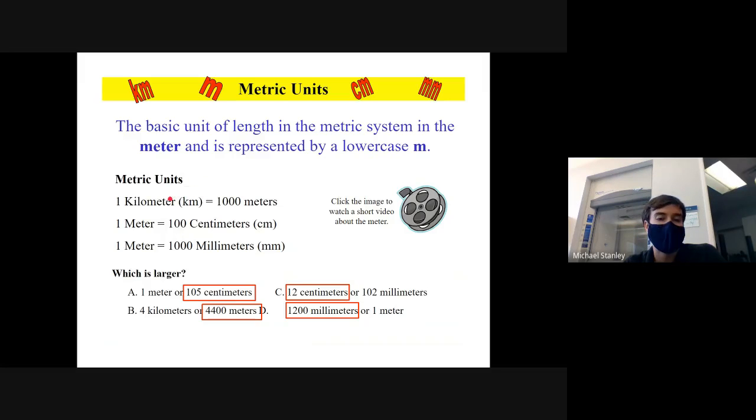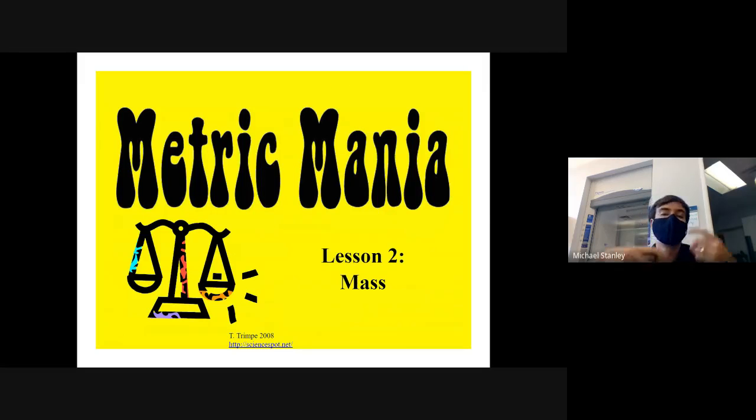So meters, kilometers, centimeters, millimeters, all are different ways of measuring length. So that is our first style of measurement. Our second one is mass, which is just another way of saying how heavy is something here on Earth. So the mass is how much stuff you have inside of you. And in science, we measure mass based on your weight here on Earth.